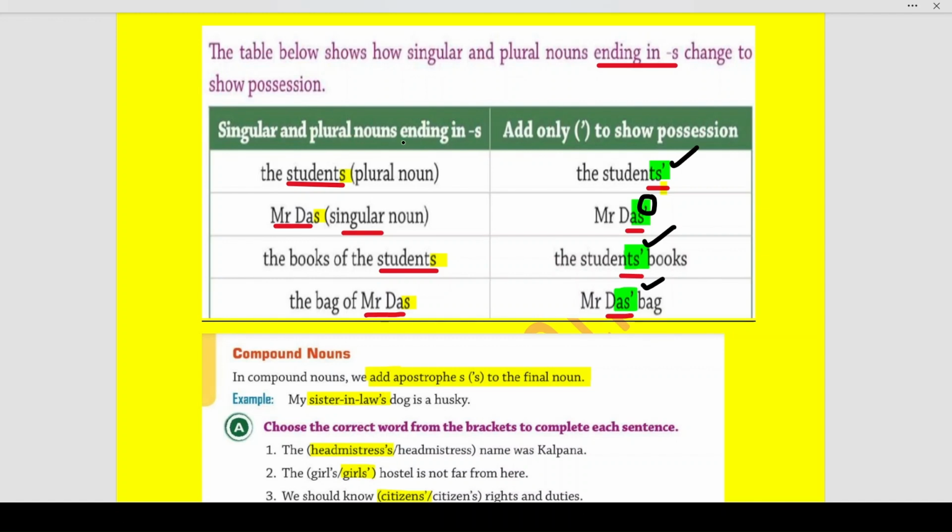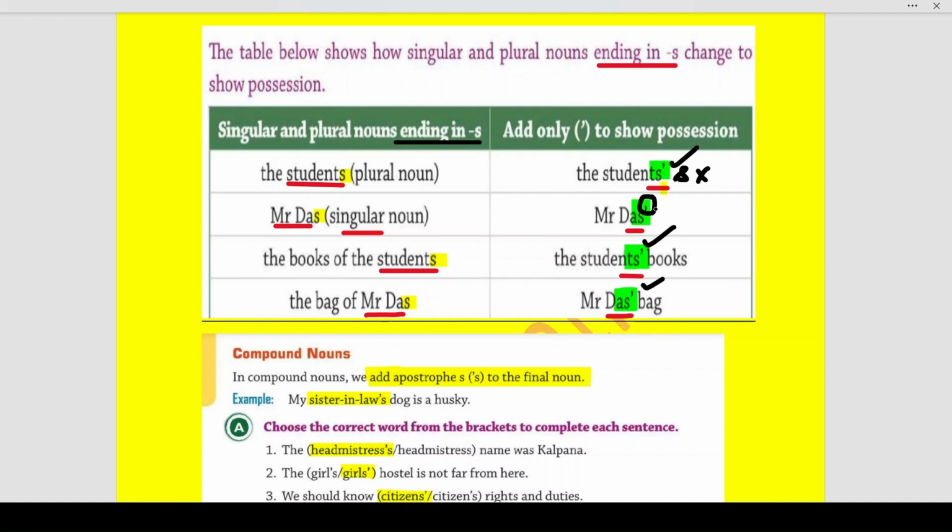You have to remember, a noun which is ending in S follows a different format. We use the apostrophe after the S to show possession. We do not add any more S after that. We do not write students again over here. We do not write another S here. This is wrong. Okay.